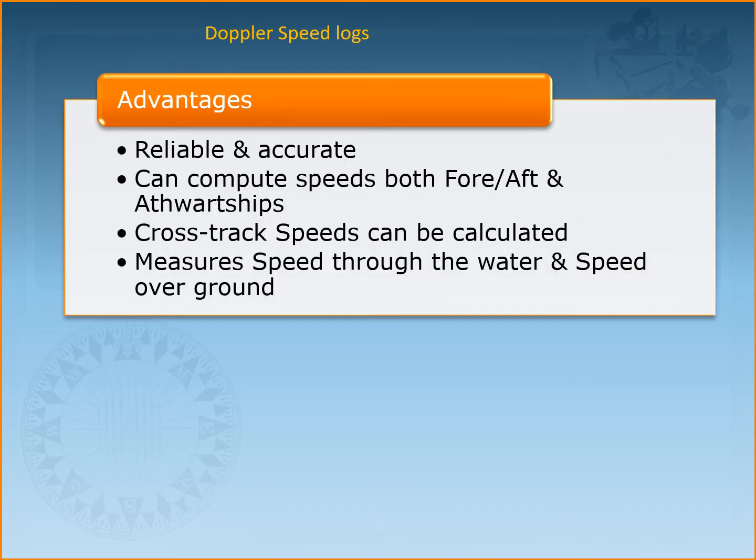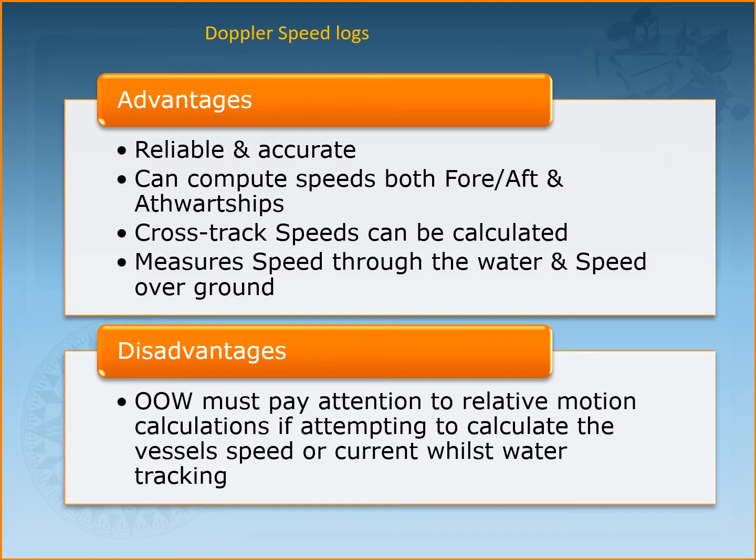The advantages of a Doppler log are that Doppler logs provide reliable and accurate speed readings. They can compute speeds both forward and aft as well as athwartship, and can calculate cross-track speeds as well. They can be used to measure speed through the water as well as speed over ground. However, the distinct disadvantage of a Doppler log is that the officer on watch must pay attention to relative motion calculations if attempting to calculate the vessel's speed or current whilst especially water tracking, like I explained before.